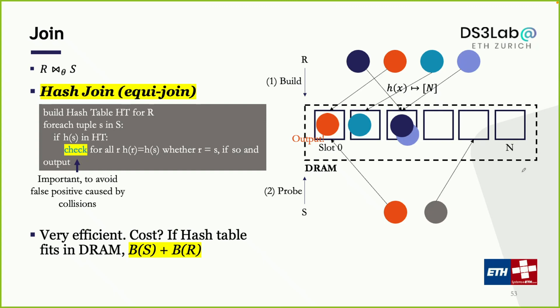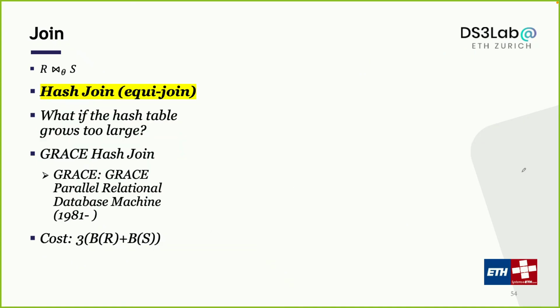Yeah, this is interesting. And then there's another question. That is, what if my hash table doesn't fit in my memory? That could happen, right? So in that case, there's another algorithm called the Grace hash join, which people developed in like 1980, something like that, to do that.